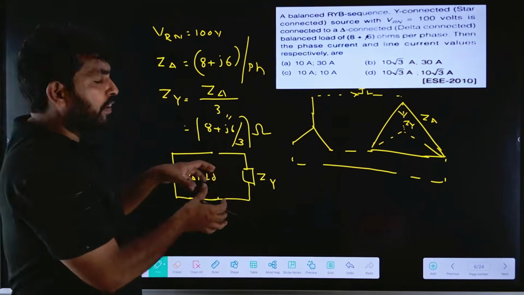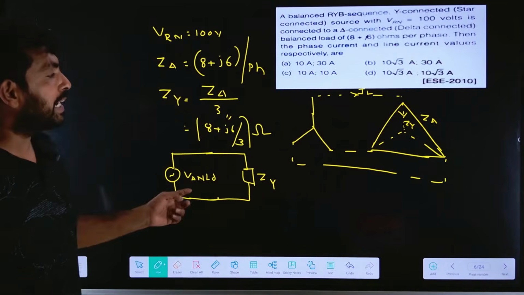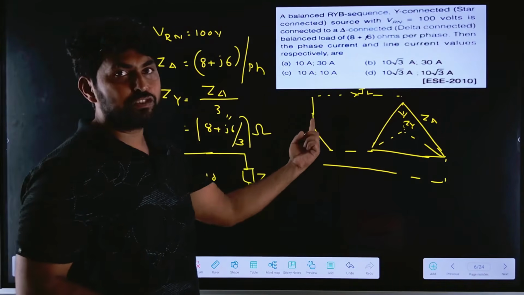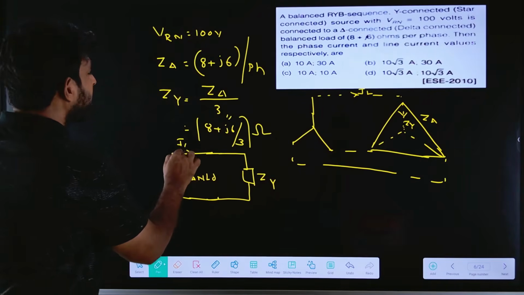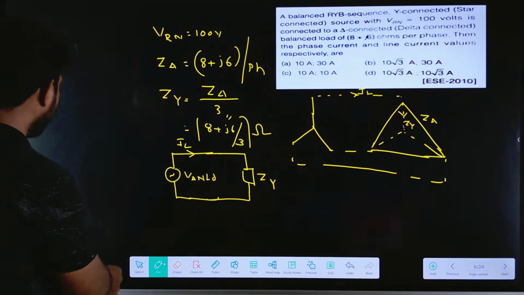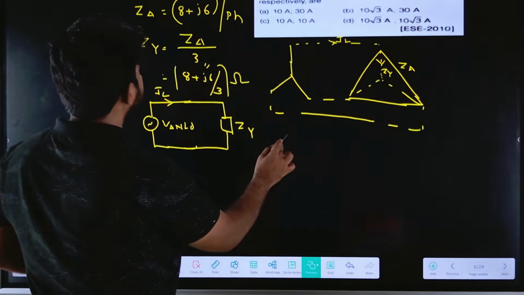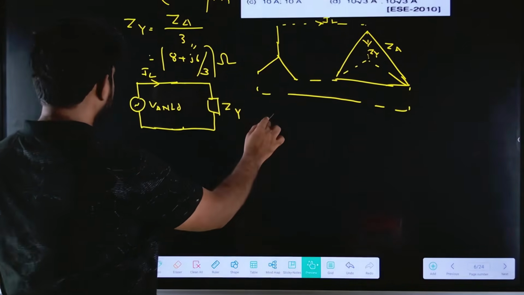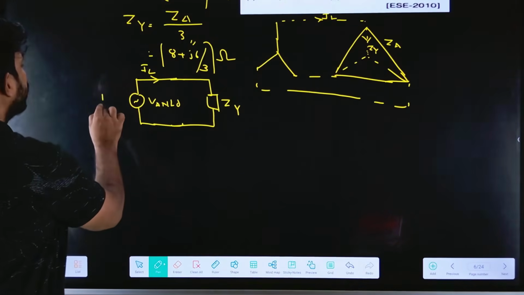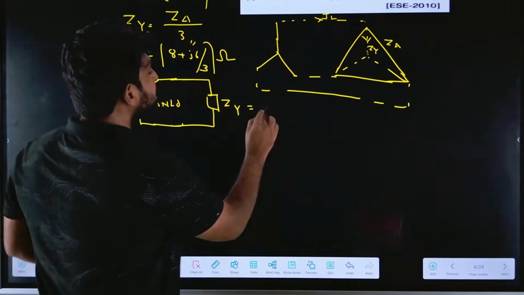Now simply one phase we have separated. What is this current? This current is the line current. In case of a star connected source, the phase current equals the line current. Now find the line current. How can you find the line current from this? VAN value is 100 volts. So Z star will be 8 plus J6 by 3.